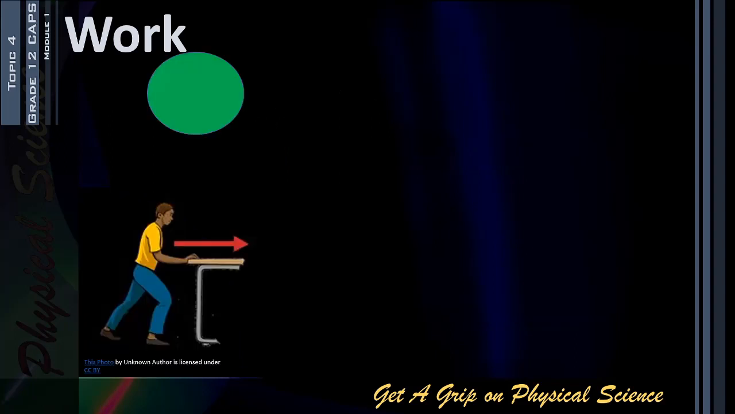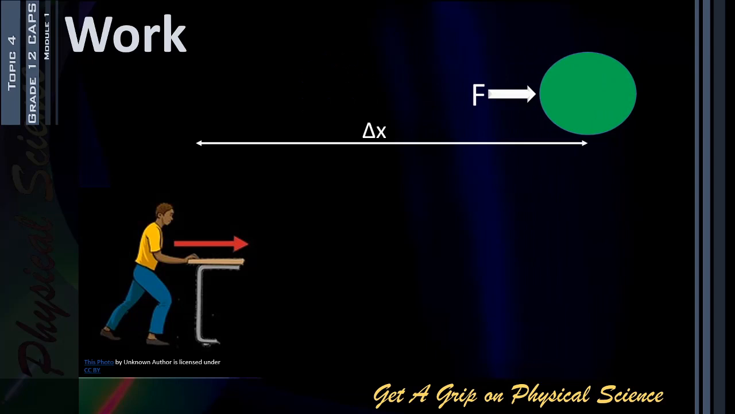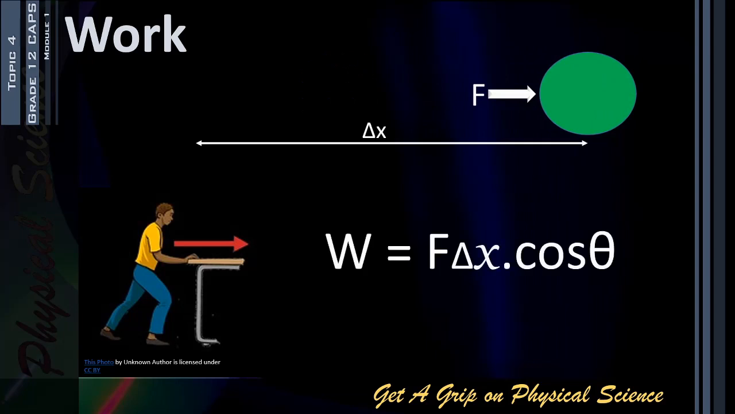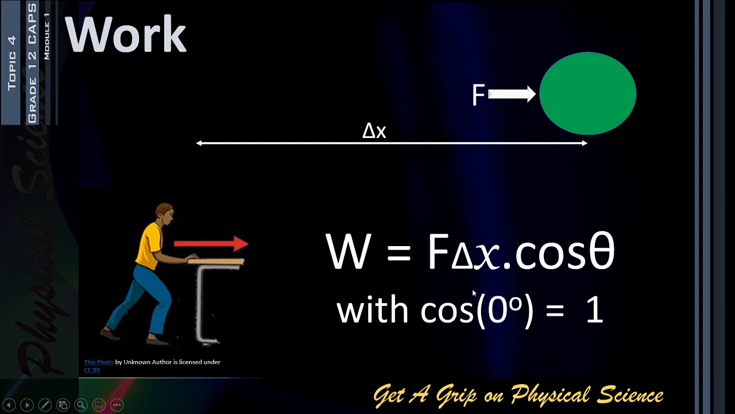Now let's consider different situations where we will be using this formula. In the first case, we have a man that applies a force to a desk, and the desk will then move in the same direction as the applied force. So if we look at the formula, which is W is equal to F delta X, then the force and the displacement are both in the same direction. So the angle that we're going to measure between the force and the displacement will be 0 degrees, and the cos of 0 degrees is 1.